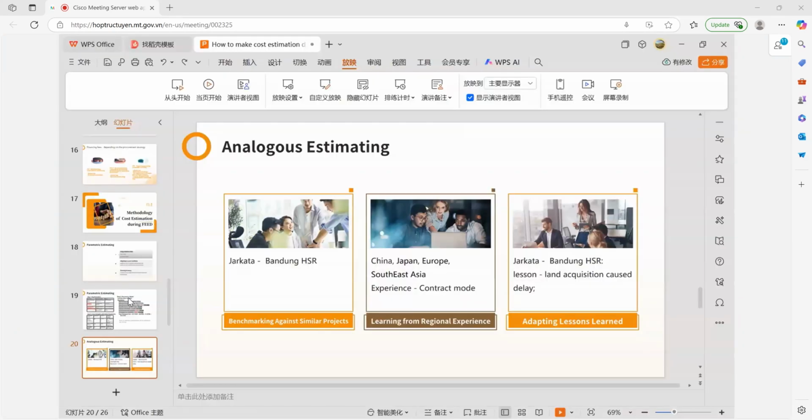And then we make some adjustments with the experience and the lessons learned from this benchmark project. For example, we have a very good experience to learn from the Jakarta to Bandung high-speed railway related to contract mode. For this project, the contract is divided into two parts, onshore part and offshore part.